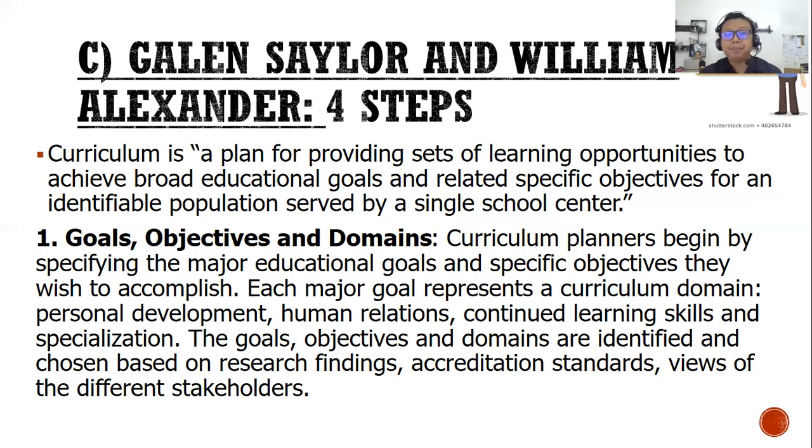So one is we identify goals, objectives, and domains. So curriculum planners begin by specifying the major educational goals and specific objectives they wish to attain. So it's objectives, and they are present sa previous nga models. Each major goal represents a curriculum domain such as personal development, human relations, continued learning skills, and specialization. The goals, objectives, and domains are identified and chosen based on research findings, accreditation standards, views of the different stakeholders. So these are the items that should be first identified based on, say, Saylor and Alexander's model.